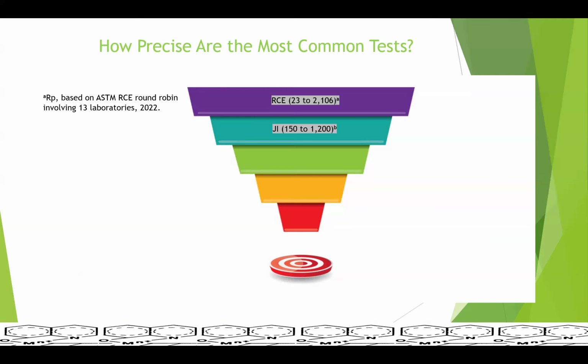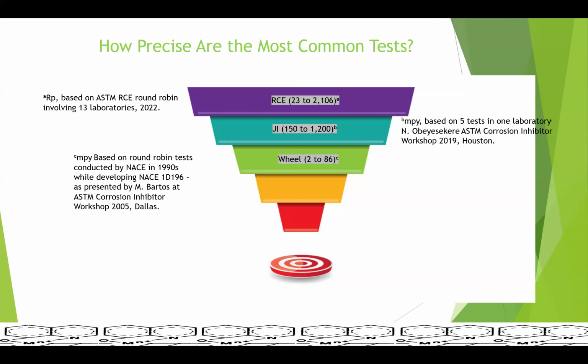The second methodology is jet impingement. Nihal Obeshegara did some repeatability, not reproducibility, but repeatability. Under the same condition, he had a variation of 150 to 1200 mpy corrosion rate. And NACE, at that time, as I said, coordinated a round robin, that is 1D196. On the wheel test, we had a variation of 2 to 86 mpy. For the bubble test, 3 to 47 mpy. Again, the variations are a little larger.